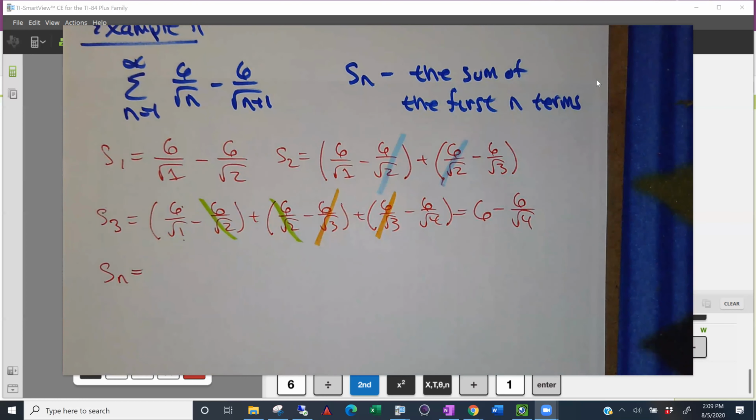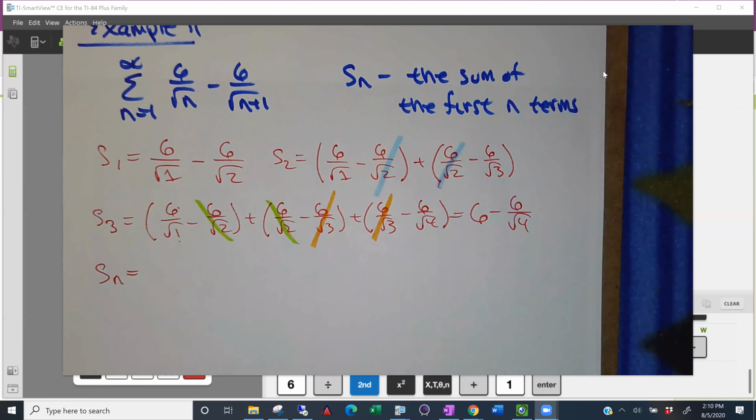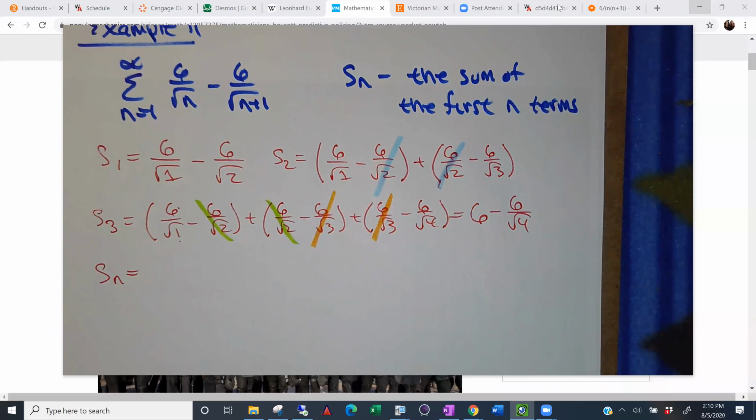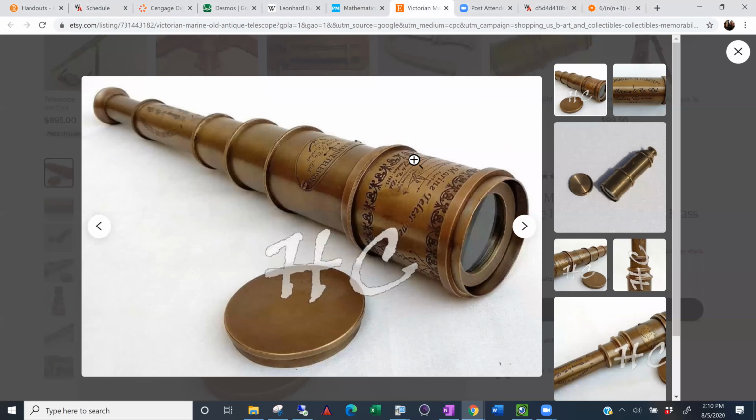So what's this going to look like in general? Well, in general, all of these things kind of collapse on themselves. And in that sense, this is something called a telescoping series. Let me show you why it's called a telescoping series. It's kind of like an old pirate's telescope, where this thing would collapse on itself, so you can just smash it down to something small like that. And that's what's happening with our series: it's collapsing on itself.